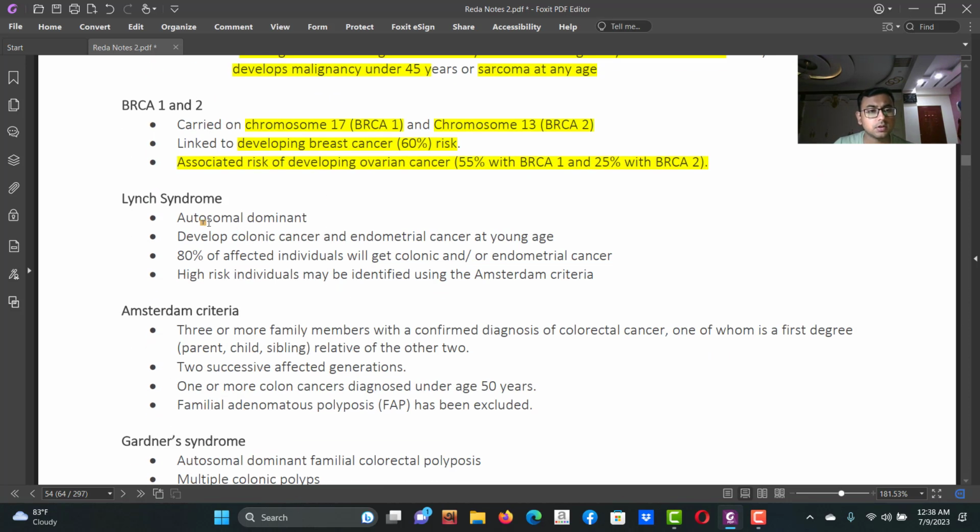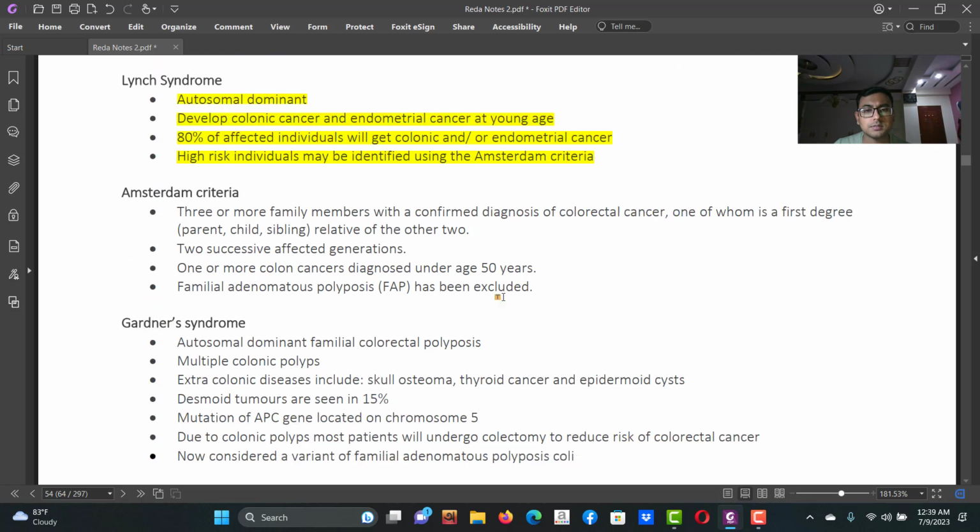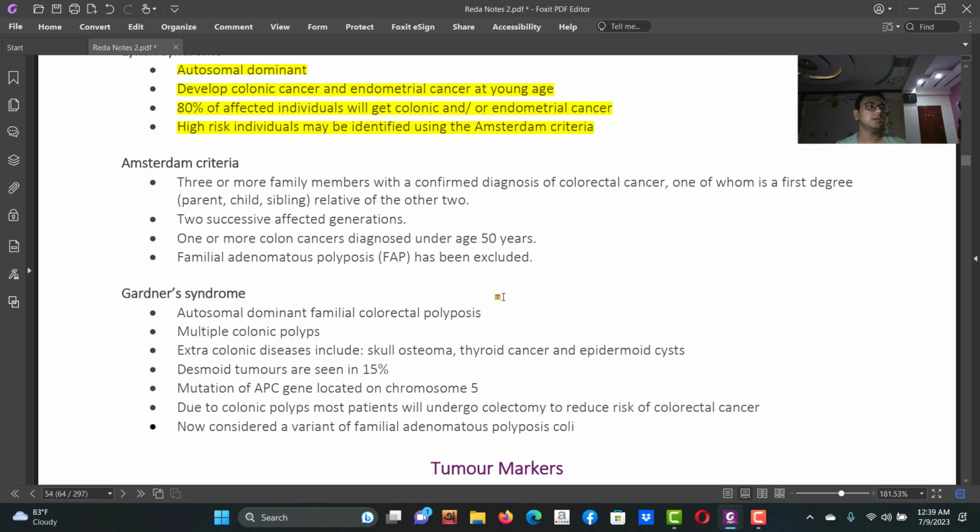Now Lynch syndrome is autosomal dominant and develops colonic cancer and endometrial cancer in the young. 80% of affected individuals will get colonic and endometrial cancers, and high risk individuals may be identified using the Amsterdam criteria. So Lynch syndrome develops colonic and endometrial cancers at a young age, and the Amsterdam criteria must be remembered.